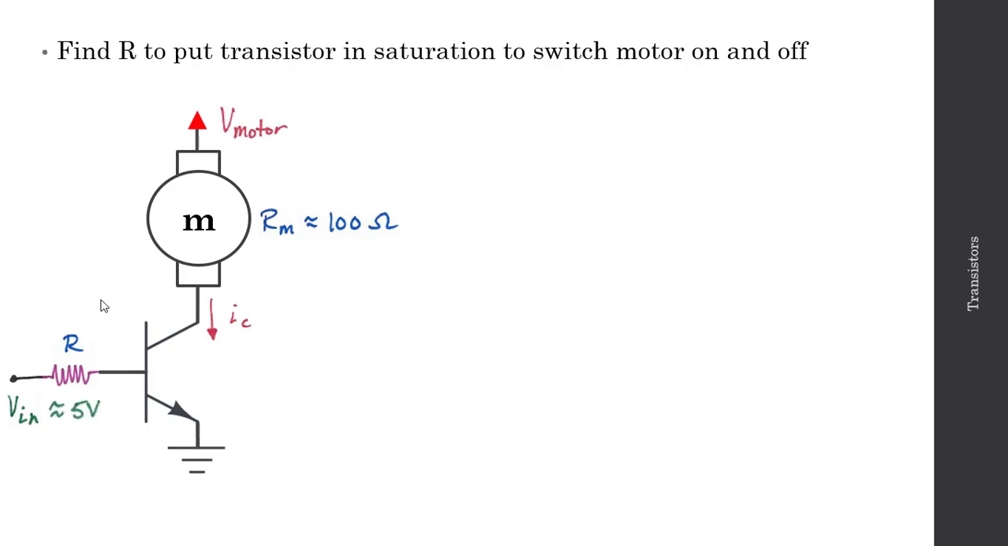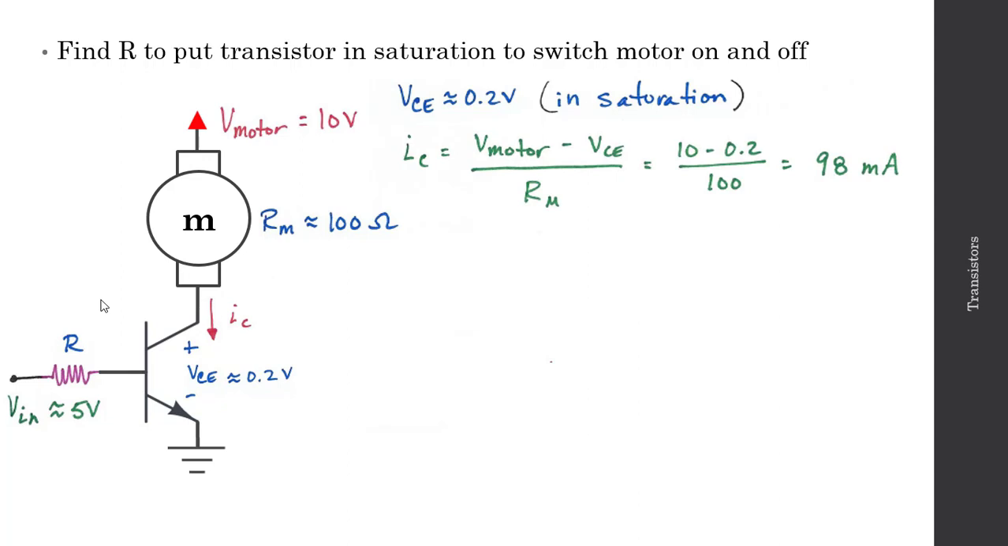So our Vin will be 5 volts. And we know that if we're in saturation, then VCE is going to be approximately 0.2 volts. So VCE here, that's 0.2 volts. And we'll go ahead and define Vmotor as 10 volts. With this setup, I see the collector current. That'll be equal to Vmotor minus VCE over the resistance of the motor, which is equal to 10 minus 0.2 over 100, or 98 milliamps.